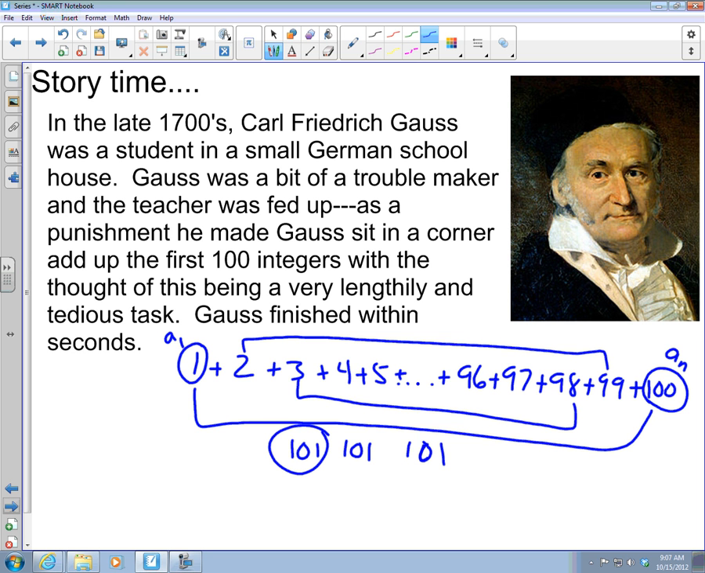Well, how many terms do we have altogether? 100. What's half of that? 50. So if I took 50 and multiplied it by 101, I'd have the total sum of all these numbers, which is 5,050. Well, basically what Gauss figured out was a little pattern he could use for adding up sequences.